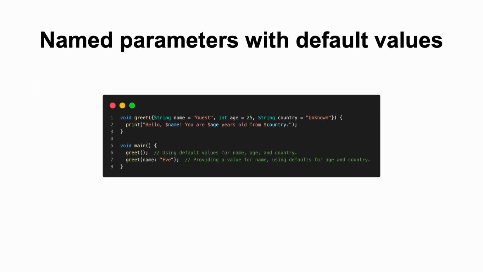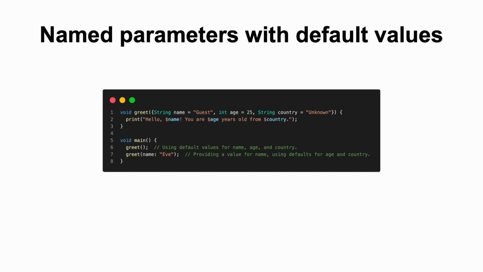Adding default values to named parameters can make your functions more flexible. If a value isn't provided during the function call, the default value is used. This is particularly handy when dealing with optional parameters. In our examples, we've greeted both known and unknown guests, showcasing how default values can handle cases where certain information may be missing.